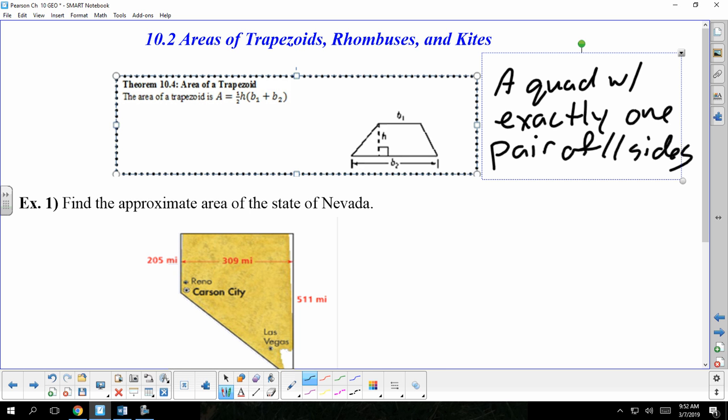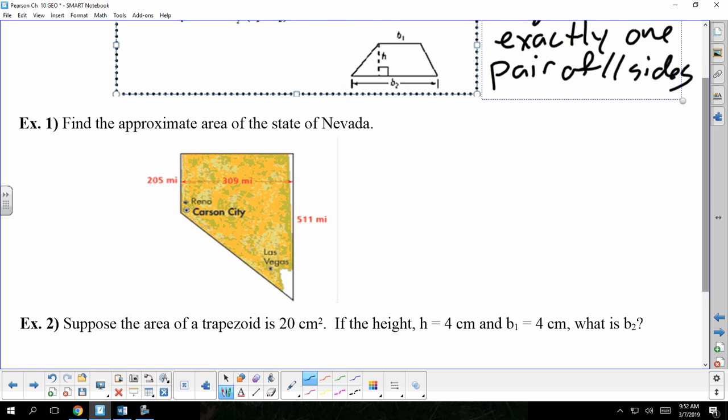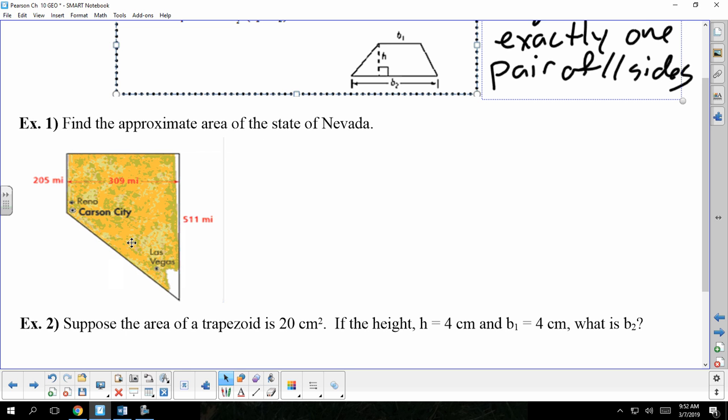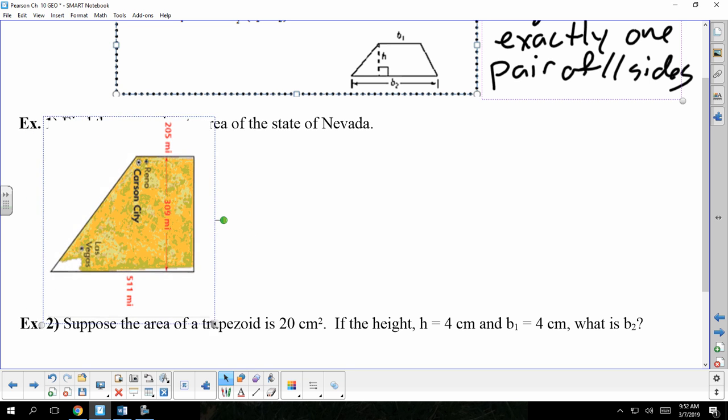So let's look at the great state of Nevada, our neighbors. Nevada is close to a trapezoid, so we can use the formula of a trapezoid to estimate the area of Nevada. So if I twist this around, it's a little bit easier. The bases of a trapezoid are always the parallel sides. So if it's easier for you to look at, we can twist it around like this, and we have a base here and a base here. Doesn't matter which one you make, base 1 or base 2.